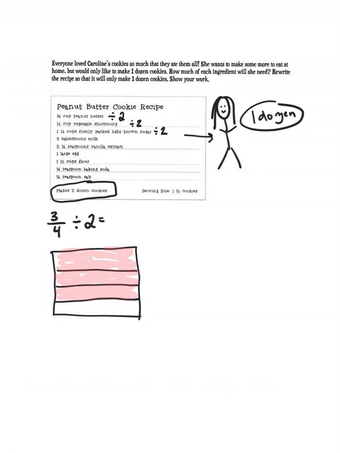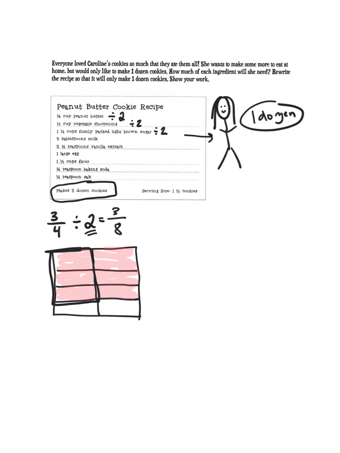Now, if I cut this 3/4 of a cup, each piece into 2 equal pieces, how much of the whole cup is in each piece? 3 out of 8 equal pieces. So 3/4 divided by 2 equals 3/8.